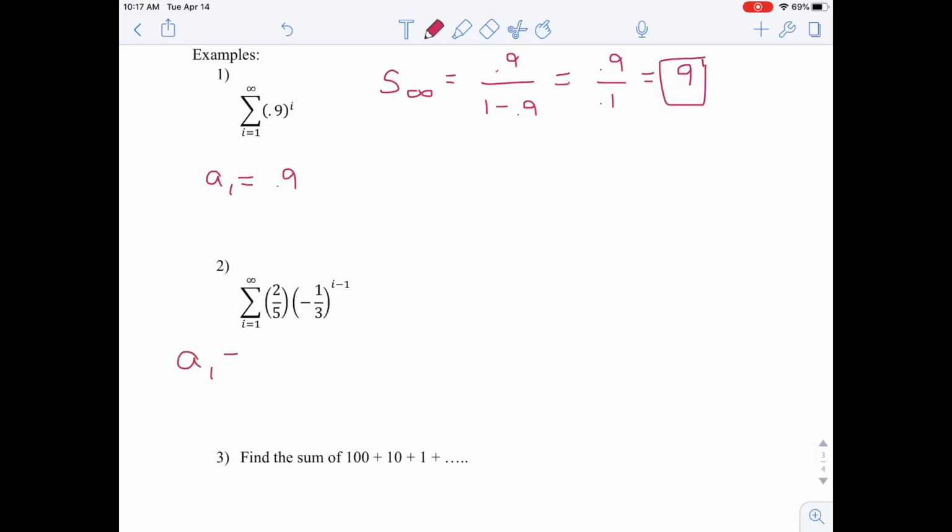Okay, next one, we've got to find our first term. So it'll be 2/5 times -1/3 to the 1 minus 1. Oh, 1 minus 1, that's just going to make this be raised to 0, which is just 1. So our first term is 2/5.